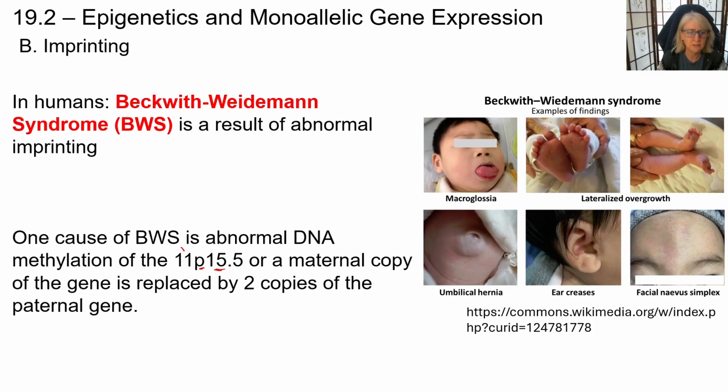You methylate dad's. So it doesn't matter if you have 2 good ones from dad's. If you don't have a good one from mom, you're going to develop BWS. If you have a bad one from mom, even if dad gave you a good gene at that location, it doesn't matter because you methylate dad's genes there.